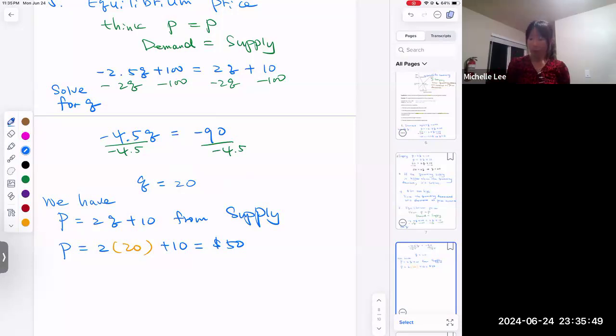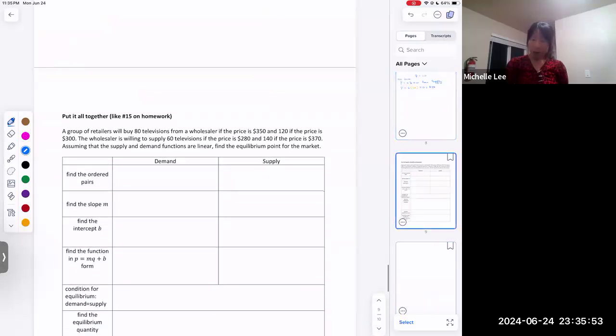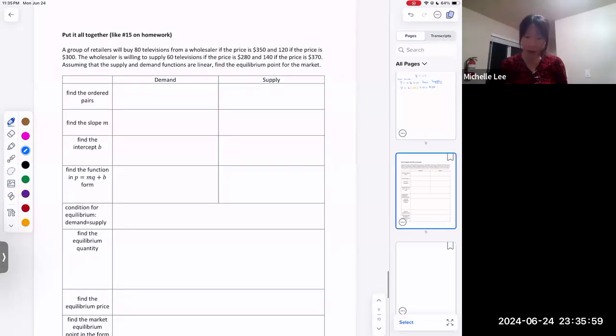All right, almost done. Last one. Okay, now this is the last one. A group of retailers will buy 80 televisions from a wholesaler if the price is $350 and 120 if the price is $300. So this is the demand.